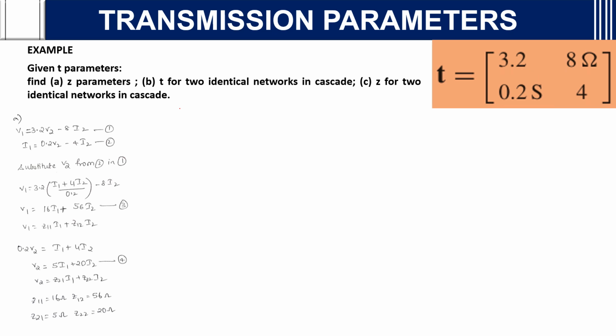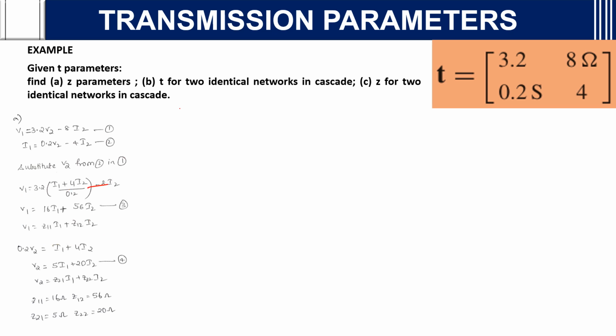Then what do we need to do? We want the Z parameters. You know that V1 is equal to Z11 I1 plus Z12 I2. So you want it in terms of V1, I1 and I2. How will you get that? In the first equation, in place of V2, substitute V2 from equation 2, which is I1 plus 4 I2 divided by 0.2. Then you will get the equation in terms of V1, I1 and I2.